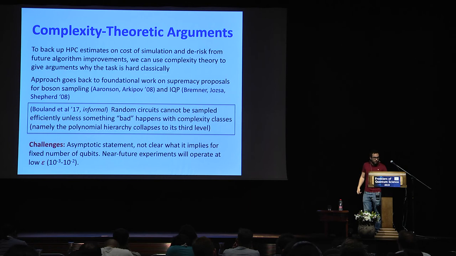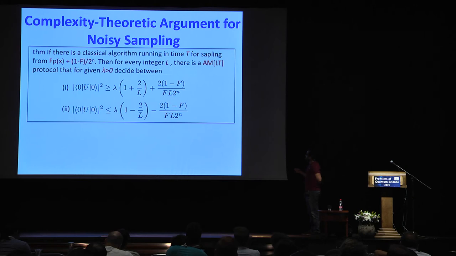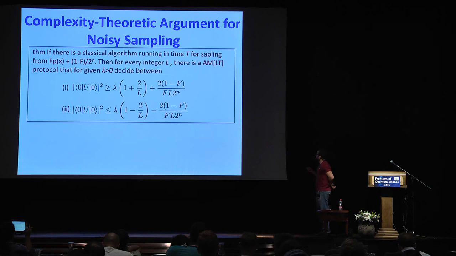So let me show you one result, to show how we can address one of these questions, that you can prove if you assume this white noise model. Let's introduce noise now, but only noise assuming that what you can sample is a noisy distribution, and the noise is white noise. Then you can prove the following. If there is a classical algorithm that runs in time t for sampling from this noisy distribution, where with probability f you have the ideal distribution and with probability 1 minus f you have the maximally mixed state, then for every integer l that you choose, there exists an AM protocol, and I will tell you what it is, whose verification running time is L times C, that for any lambda that you want decides whether the transition probability is bigger than this number or smaller than this number.